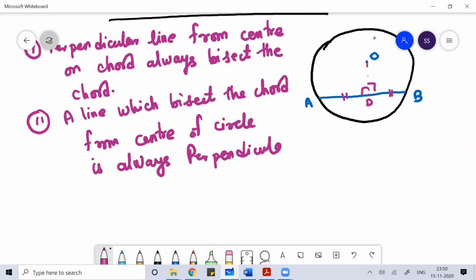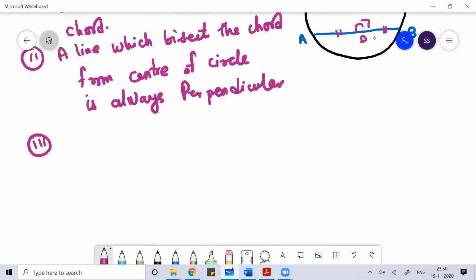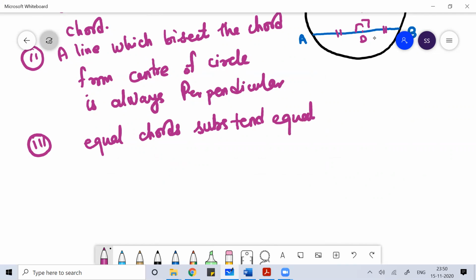The next thing we have studied is that equal chords subtend equal angles at the center. Then going further, we discussed the converse of this. I hope you understand.